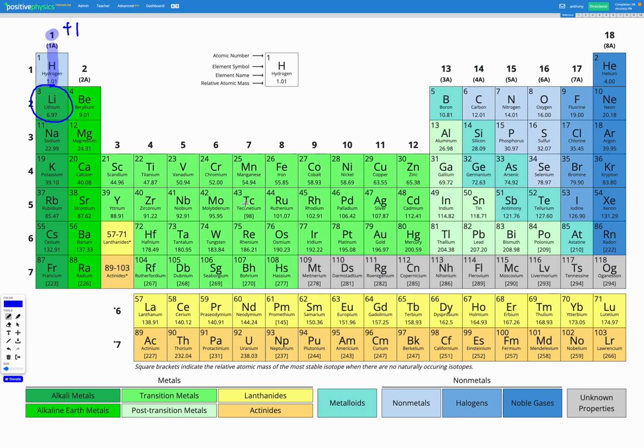Next, we're looking for selenium. Selenium is over here on the right. And we can see selenium is in group 16. Being in group 16 means that the ion is going to have a charge of negative 2. So we've got lithium with a charge of positive 1, selenium with a charge of negative 2.